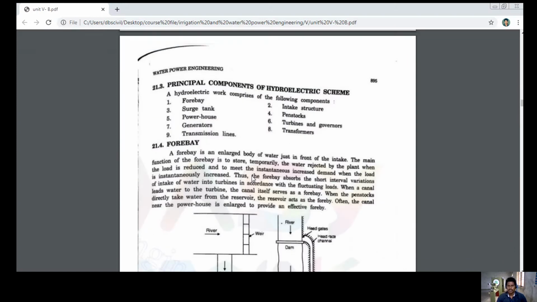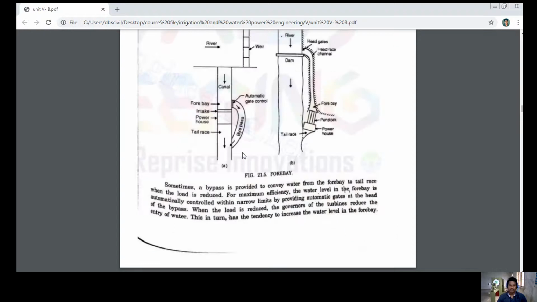And we have seen the principal components of hydroelectric scheme. If we have to build a hydroelectric scheme, these are all the main components that are built up, with every nook and corner, for a safe run. We have completed this topic with intake structure, surge tank, and penstocks.